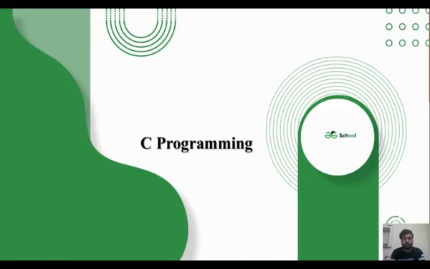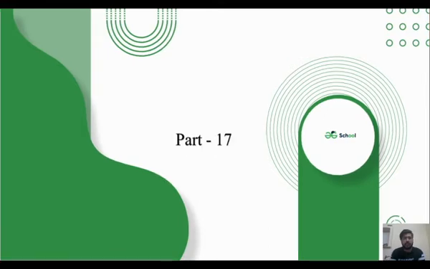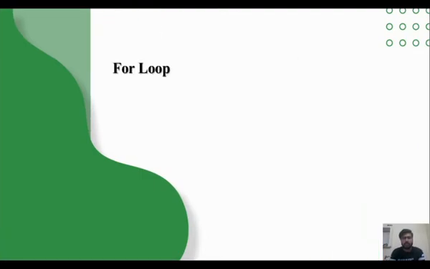Let's continue our course of C programming. Part 17. In this video, we're going to learn about for loop. So let's begin. Imagine if you want to do a task multiple number of times, or you want to print a statement multiple number of times, then you have to use loops. So loops are used to iterate over a block of code several times.